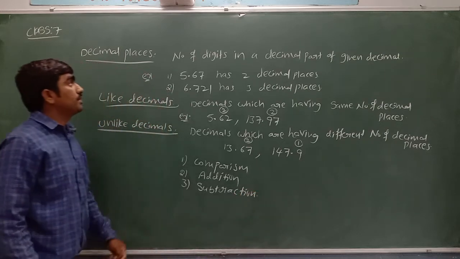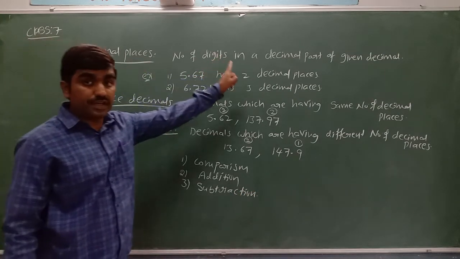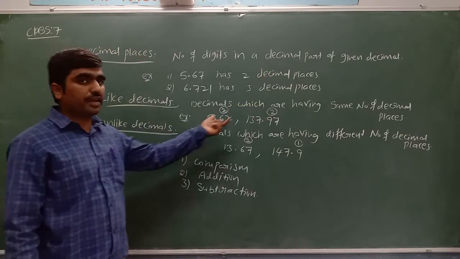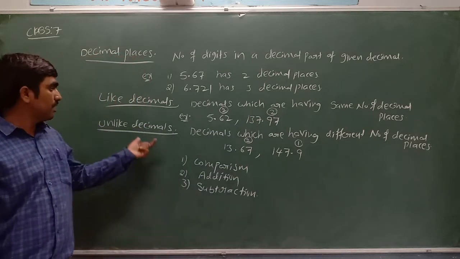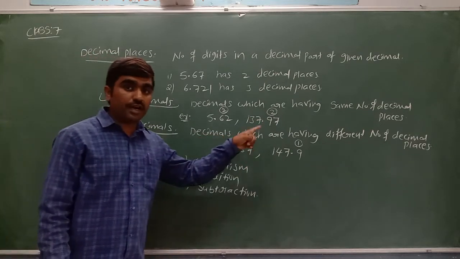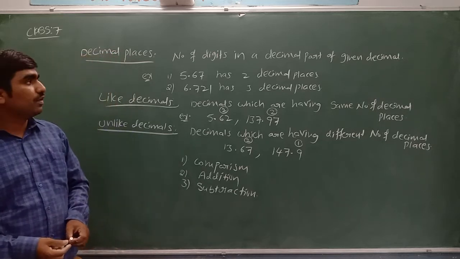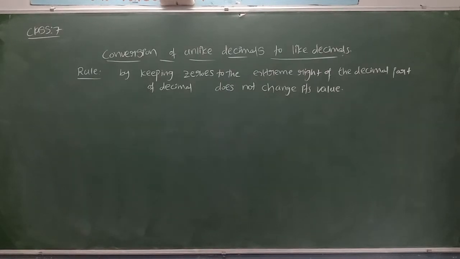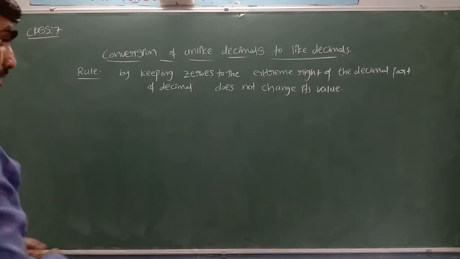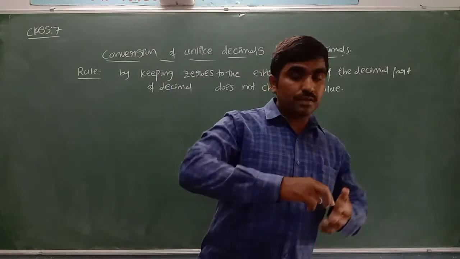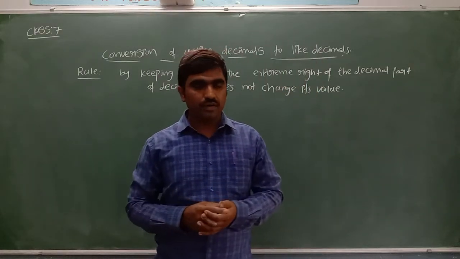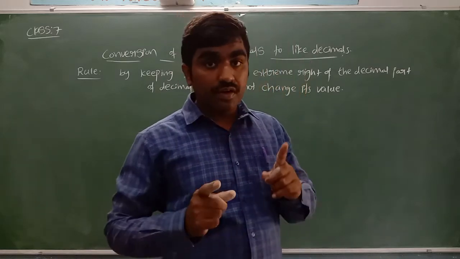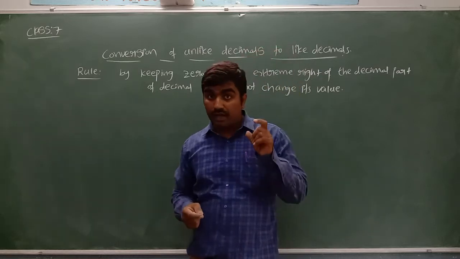Hope you understood. Decimal places are the number of digits in the decimal part of the given decimal. Like decimals contain the same number of decimal places. Unlike decimals contain different numbers of decimal places. We completed like decimals, unlike decimals, and their importance in the decimal topic. For comparison, addition, and subtraction, we need only like decimals.